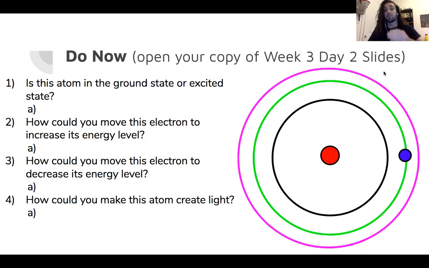When it moves down, it no longer takes in a photon. Remember, a photon is a particle of light. It no longer absorbs light. It now releases light. During that process, it releases light. That explains number 4. It goes down an orbital, it releases a photon, releases light.